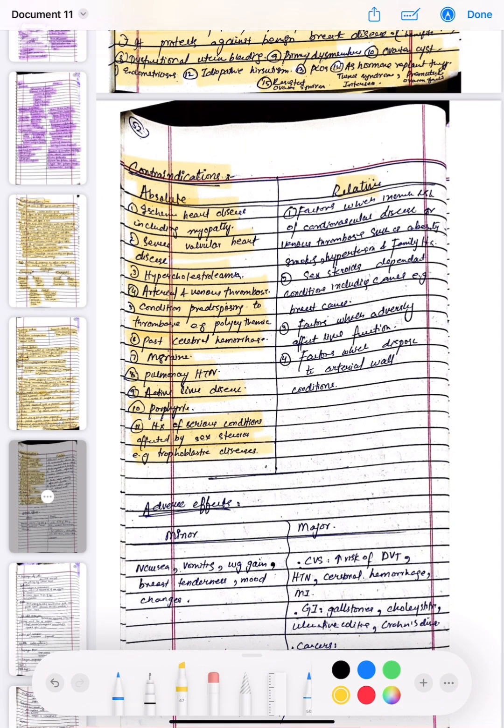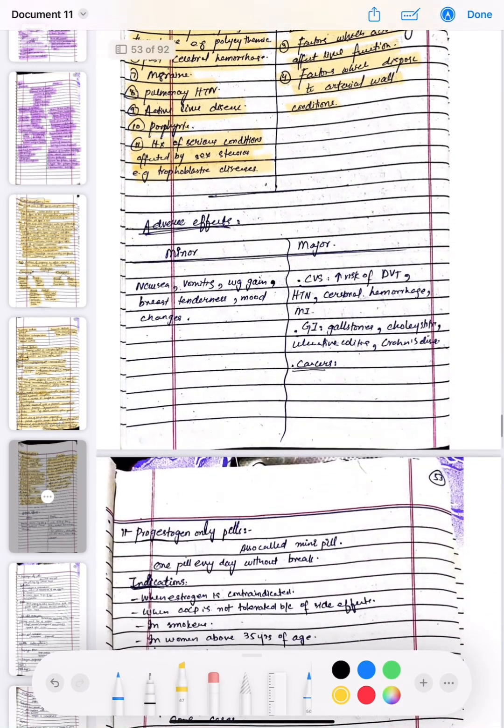The relative contraindications are factors which increase the risk of cardiovascular disease or venous thrombosis, such as obesity, smoking, hypertension, and family history. Steroid-dependent conditions, including cancer, for example breast cancer. Factors which adversely affect liver function. Factors which predispose to arterial wall disease.